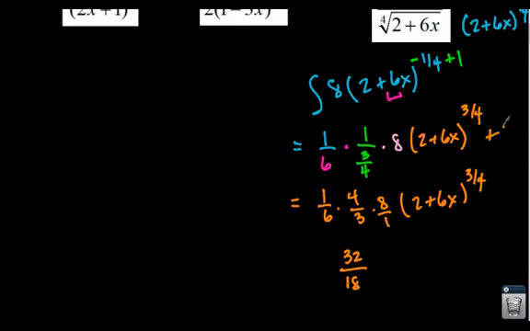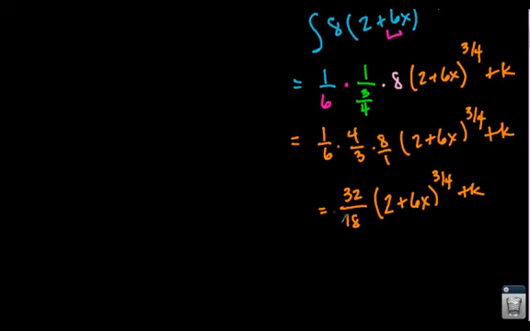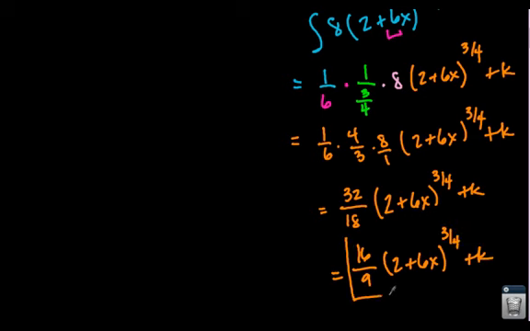Oh my goodness, I'm really bad. I keep dropping my k's. So plus k, because this is indefinite. Alright, 32 over 18 times quantity 2 plus 6x to the 3/4 power plus k. Still not good enough in my opinion, because we can reduce our leading coefficient here. So it becomes 16/9 times quantity 2 plus 6x to the 3/4 power plus k. So this is my indefinite integral.